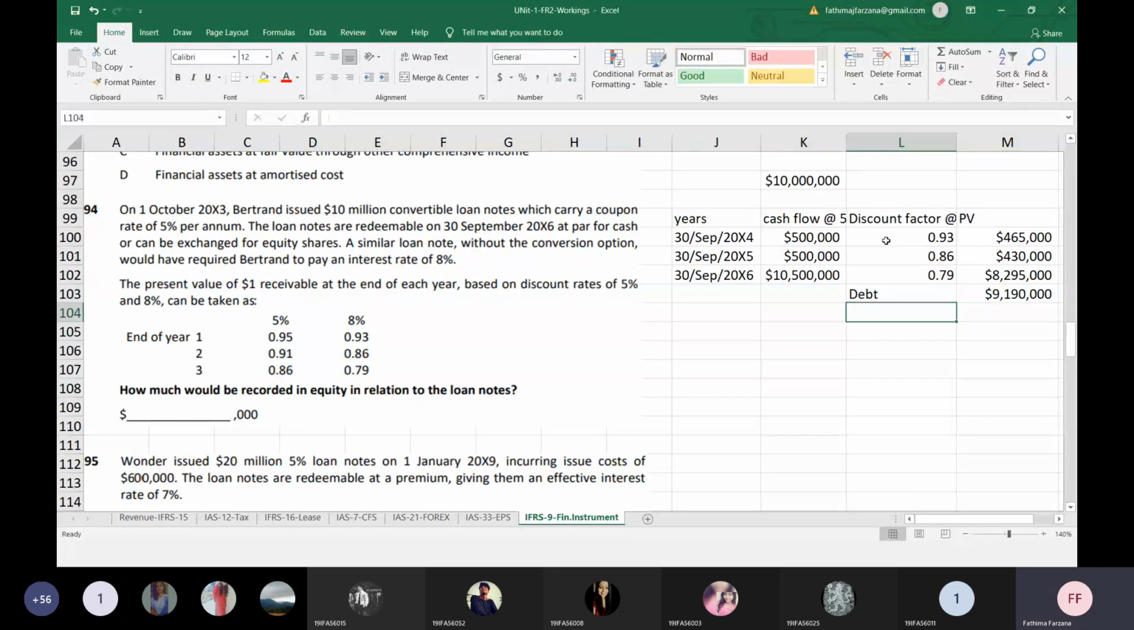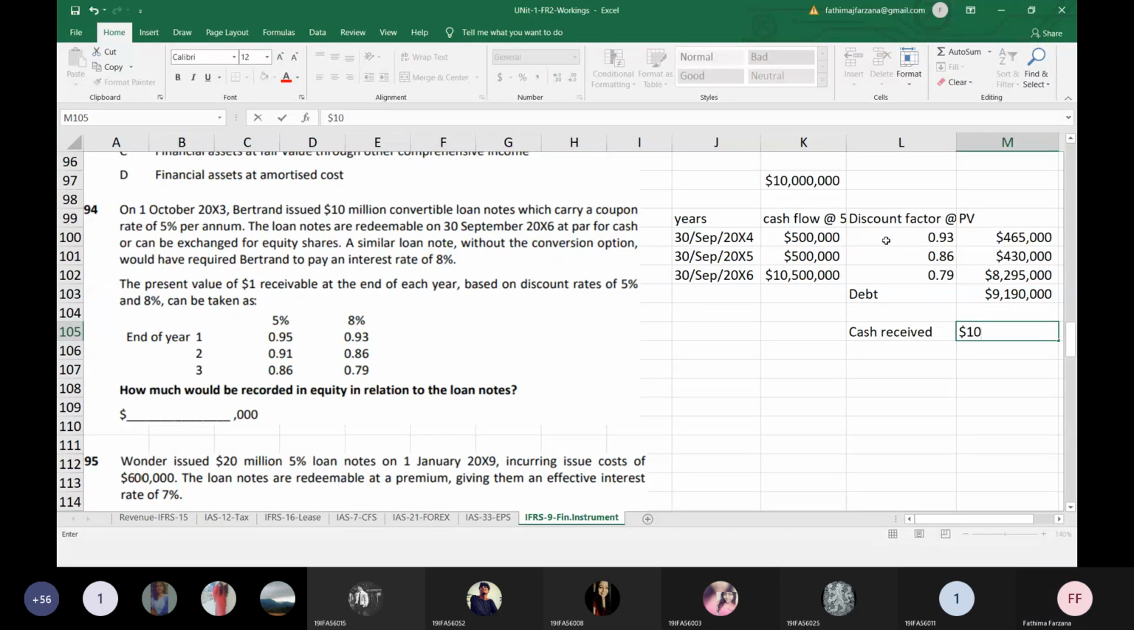And how much did I actually borrow? This is a cash receipt. 10 million. Done. So what is the equity here? 10 million minus the present value. Exactly. It is equal to 10 million minus the sum of the present values. So $810,000 is my equity.